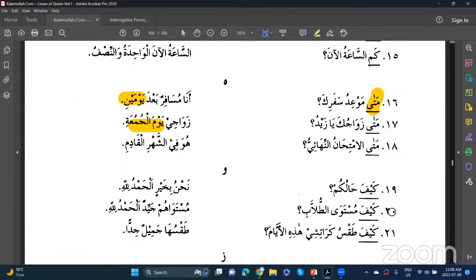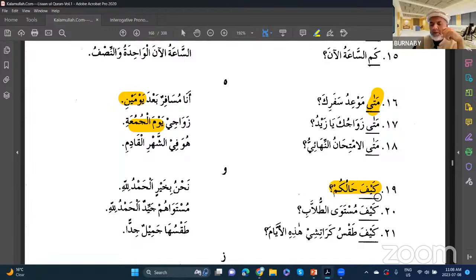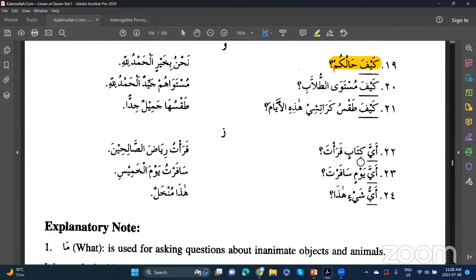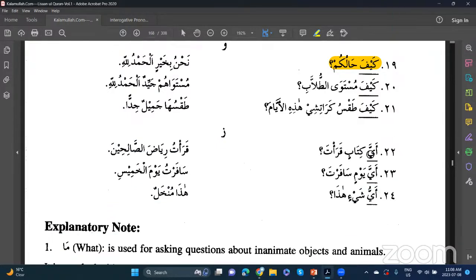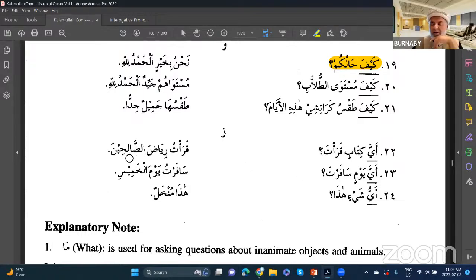Okay. Similarly, kayfa halukum. Kayfa is how. How are you? Nahnu bi khairin alhamdulillah. Okay. Ayyu kitabin karata. Ayyu is which book are you reading? Which book are you reading? Karatu Riyadus Salihin. I am reading Riyadus Salihin. Okay.